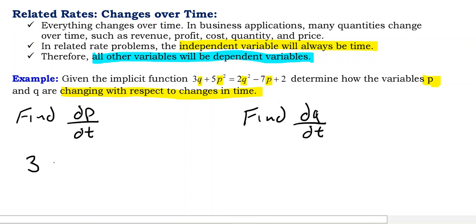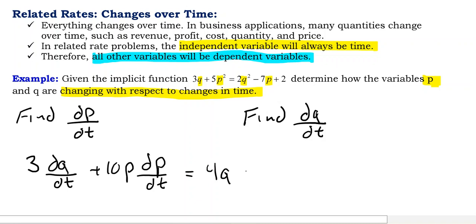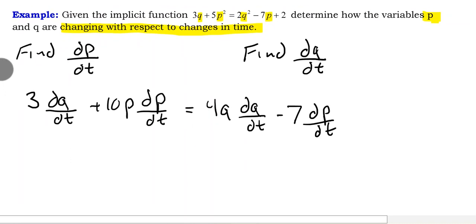Now it's dependent, so we have to tack on dq/dt. The derivative of 5p squared, P is dependent, so we're going to get 10p dp/dt, equals 2q squared. Q is dependent, so we would get 4q, tack on the dq/dt, minus 7p. P is dependent, 7 dp/dt, and then the derivative is 0. So this is the derivative with respect to time.